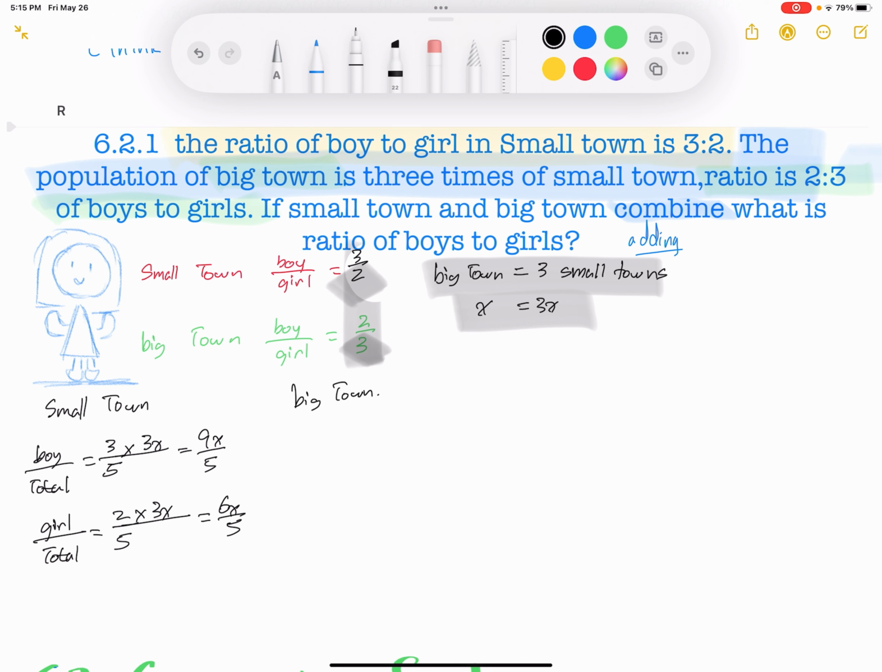Big town is boy to total, which is 2 to 5, actual population, x, equals 2x over 5. Same thing with girl happens. Girl to total equals 3 to 5, times x. We have 3x divided by 5. Now, we get everything sufficient enough to do the last sentence.